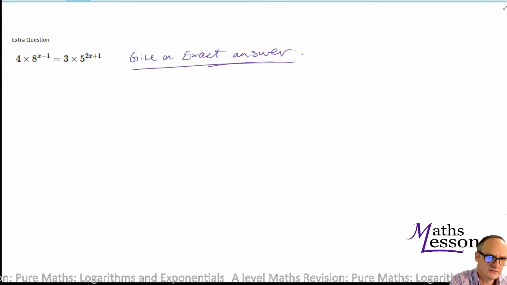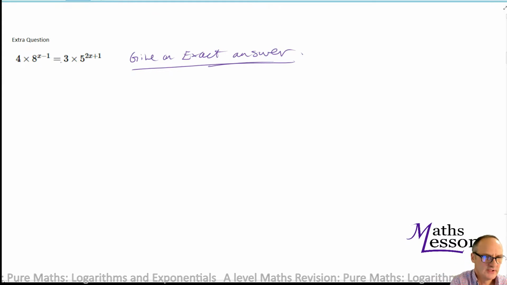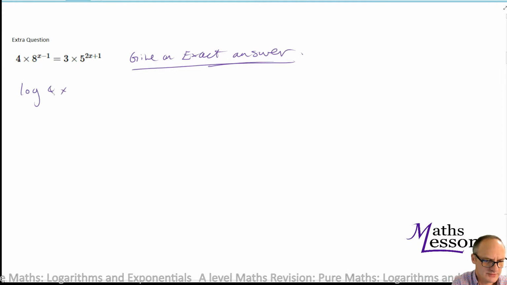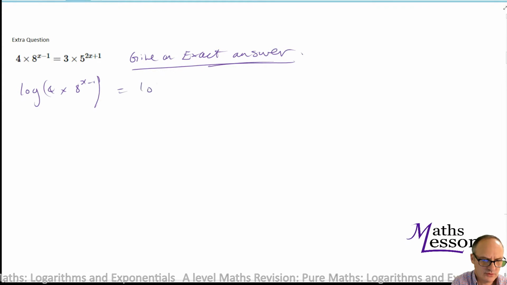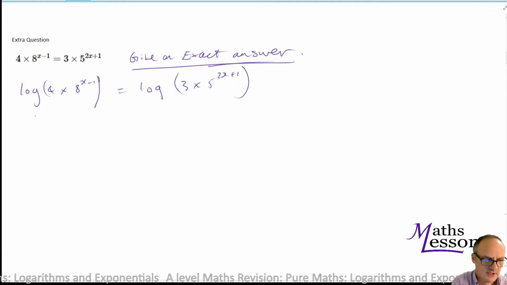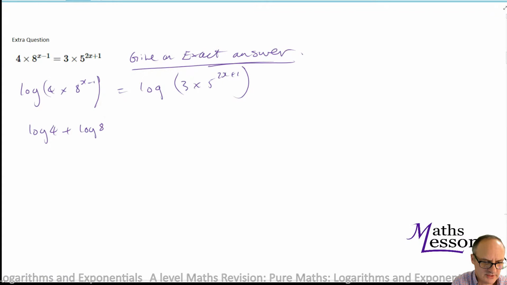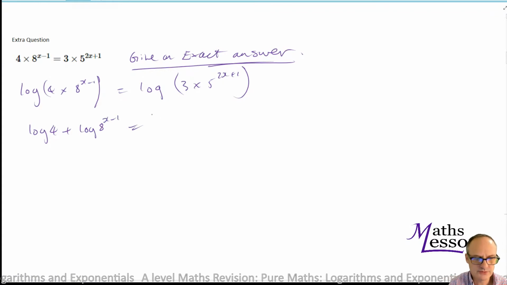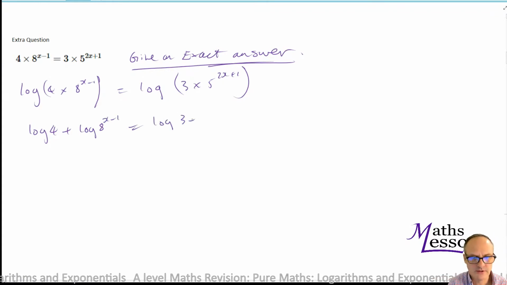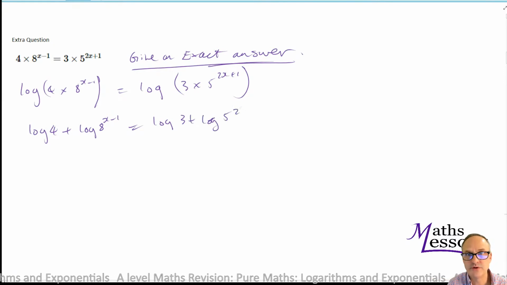Okay, let's look at this last question here. If we take logs of both sides, we've got log of 4 times 8 to the x minus 1, and that's equal to log of 3 times 5 to the 2x plus 1. Then we're going to get log of 4 plus log of 8 to the x minus 1 equals log of 3 plus log of 5 to the 2x plus 1.